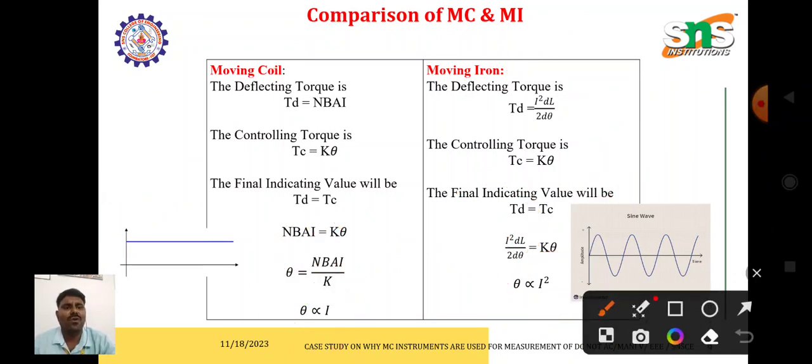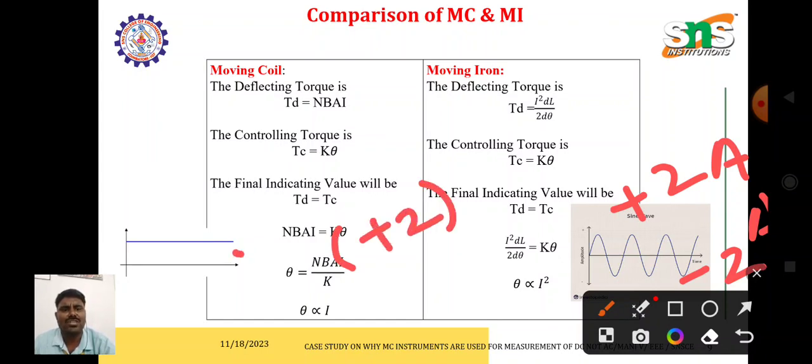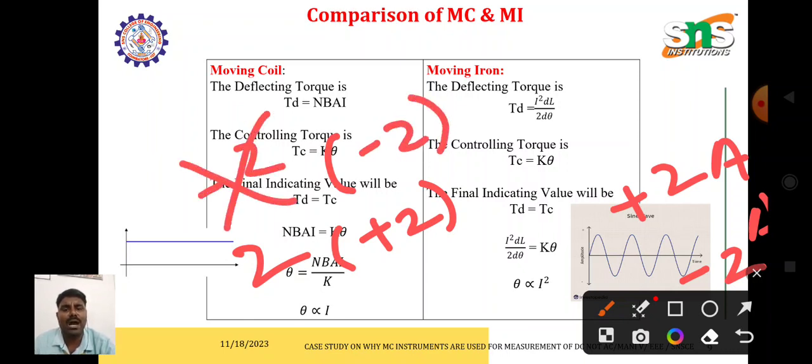If we go for AC, there is positive 2 and negative 2 amps. If we apply plus 2, the deflection will be 2. If the current is minus 2, the deflection will not come in the negative region, so the moving coil does not work under AC.